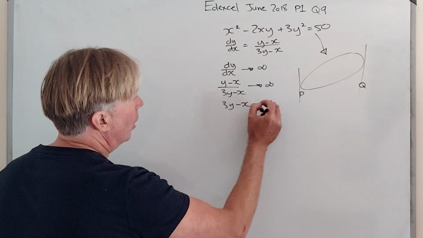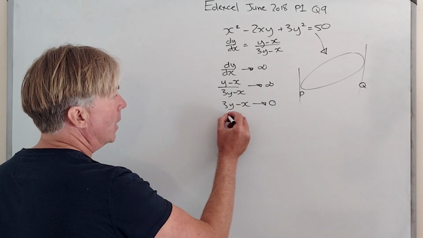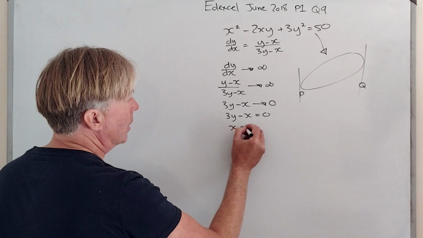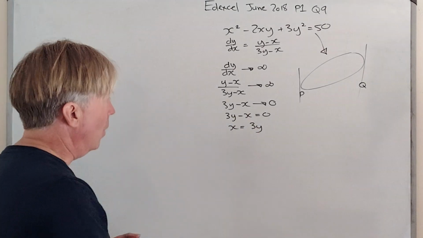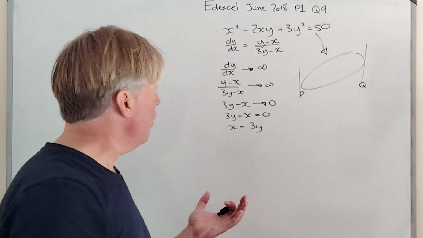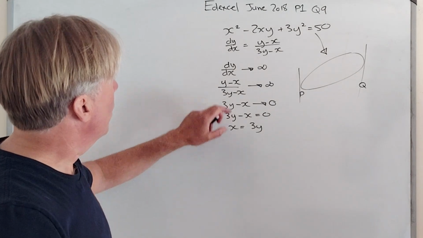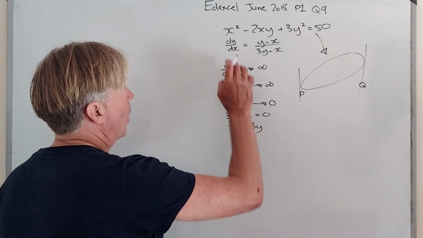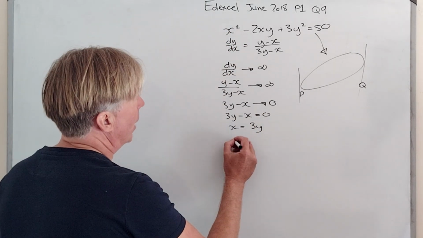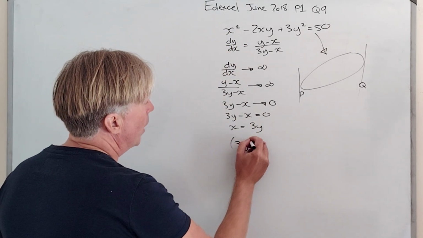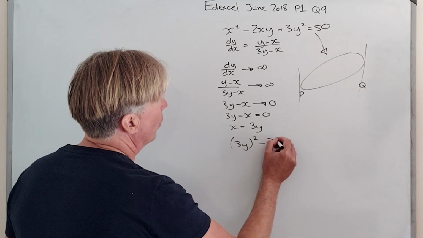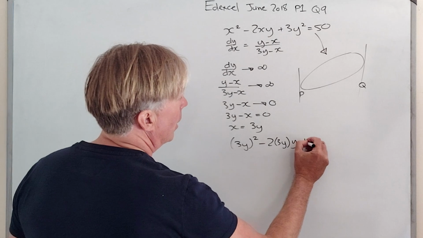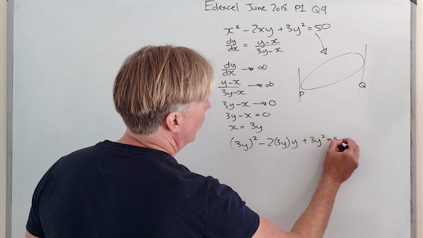So what we're going to do is get the extreme case, and we say 3y minus x equals 0, and therefore x is equal to 3y. So we've now got a relationship between the two, and all we now need to do is plug in our substitution. So 3y in place of x, so in this case it would be 3y all squared minus 2 lots of 3y times y, so I don't make any mistakes, I'm just putting in brackets, plus 3y squared equals 50.